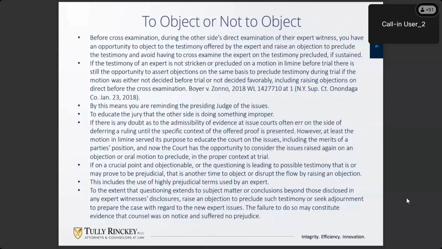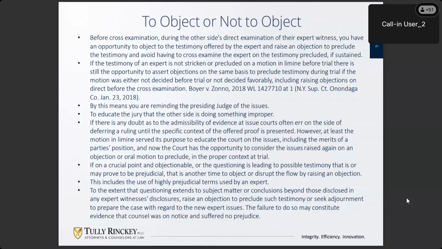If the testimony of an expert is not stricken or precluded on a motion to eliminate, you're reminding the presiding judge over the case of the issues again. You're also, though, educating the jury that the other side is doing something that you consider improper.